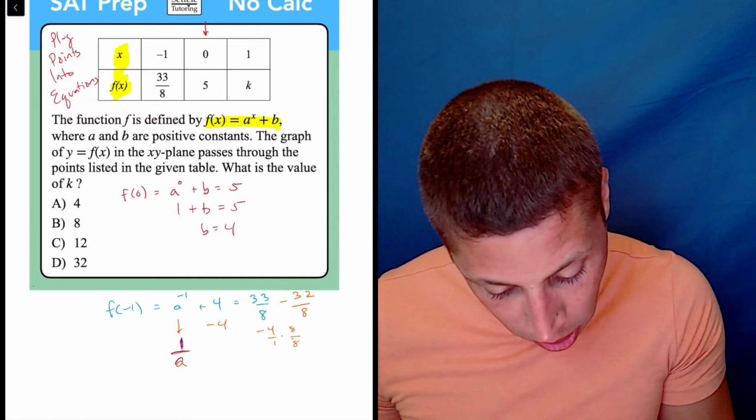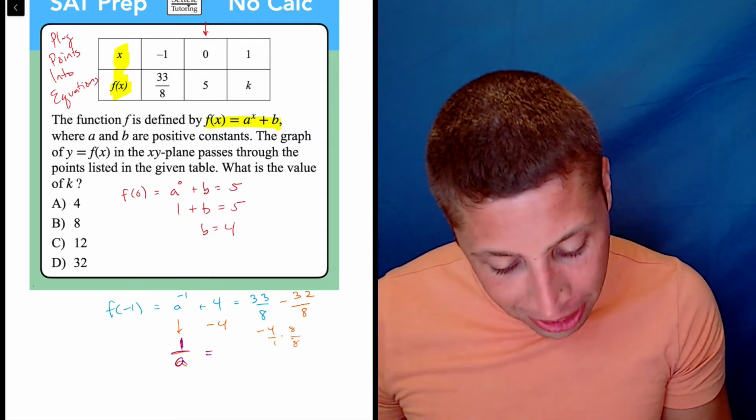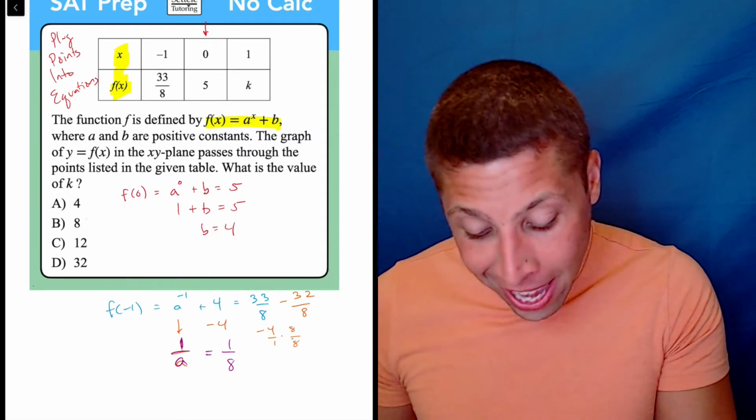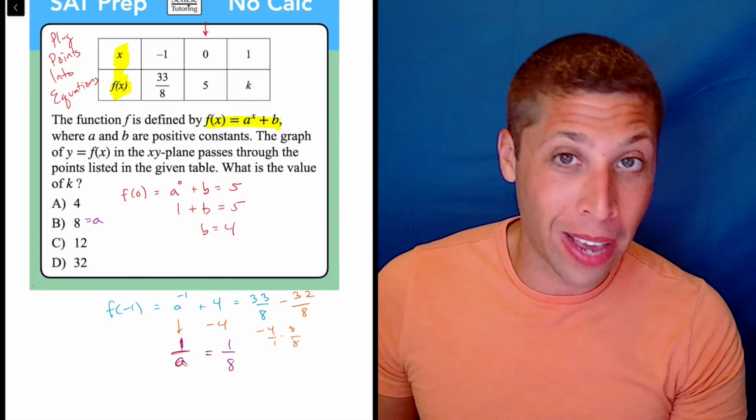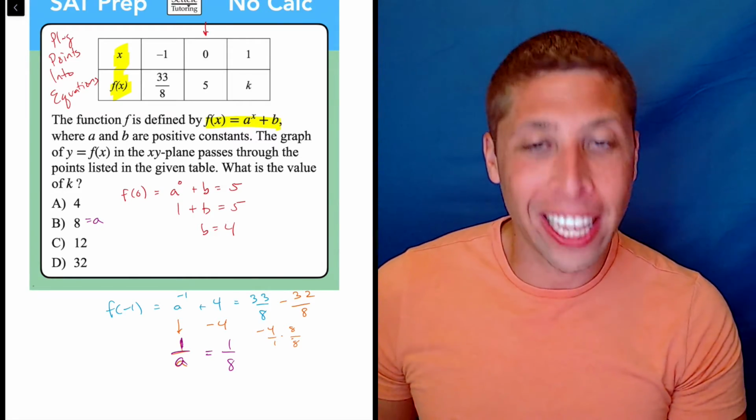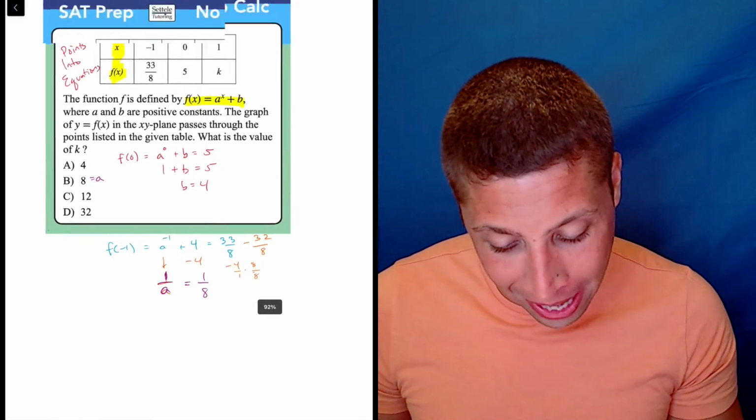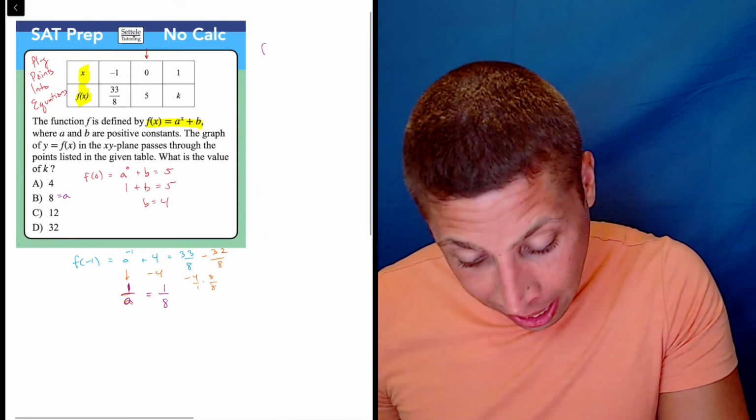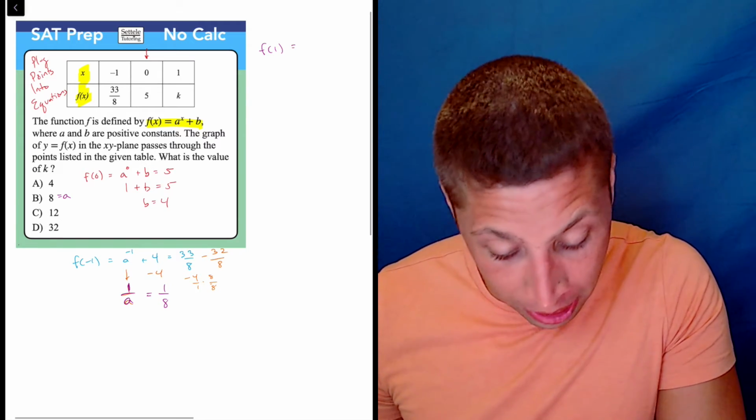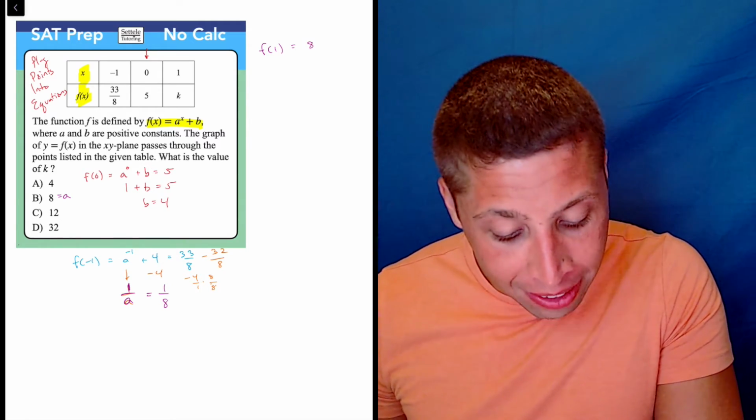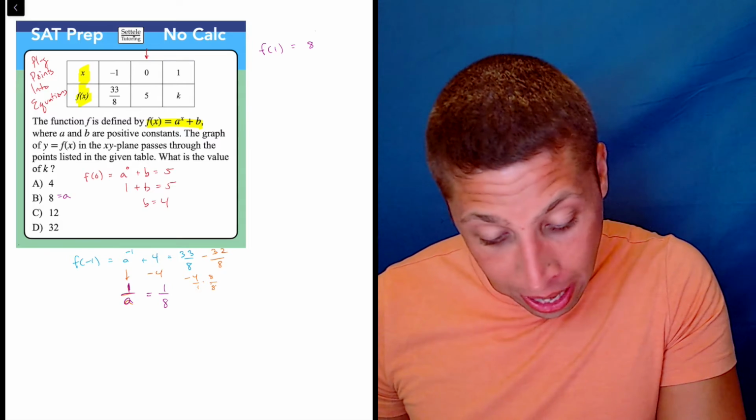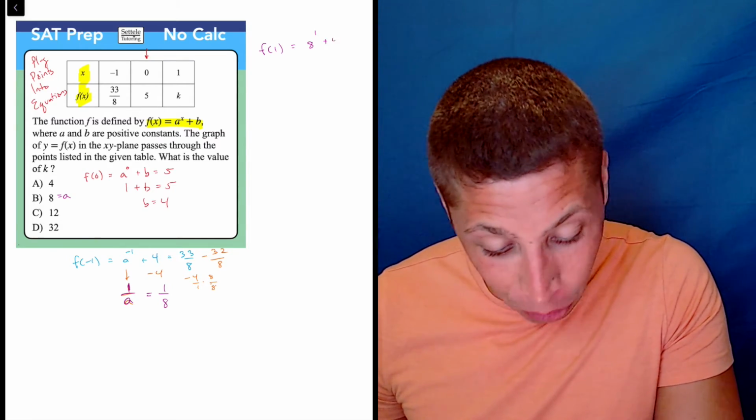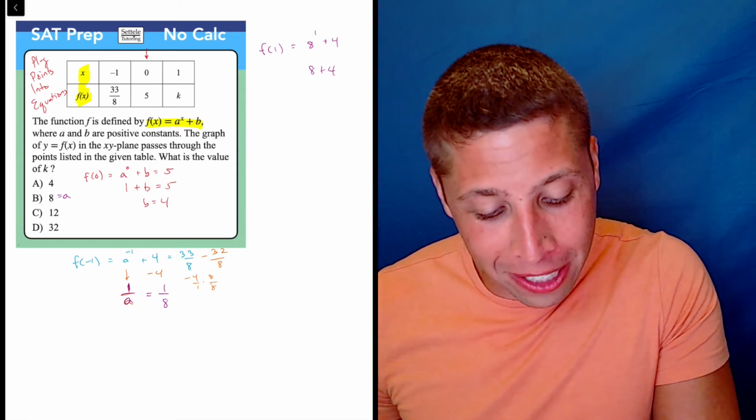So really, this is getting a little messy here. Let's go back to 1 over a. That is going to be equal to 1 over 8. And so 8 is the value of a. But I don't care about the value of a, so be careful here. I need to get the value of k. And so the last step is to put this back into the equation. We're going to go f of 1 will be a, which is 8, and then x now is 1, and b is 4, and so that's 8 plus 4 is 12.